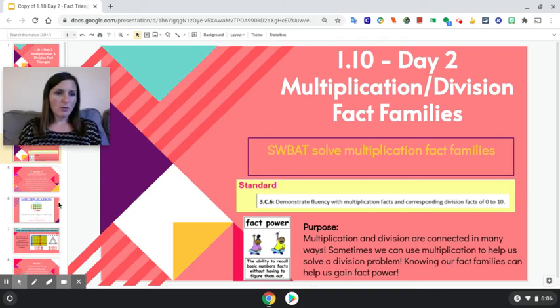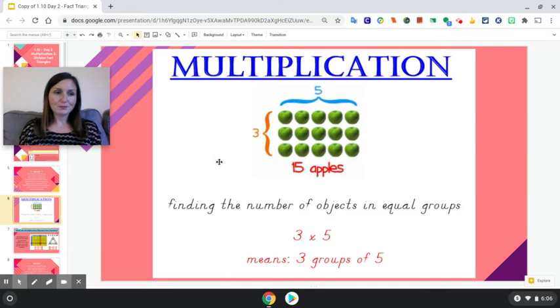Okay, so I'm going to go through a little bit and just review. Remember, we are looking at multiplication and division. So if we think of this multiplication as 3 times 5, well, if we just switch this to division, it would actually be 15 divided by 3 would equal 5. So let's look at what that is.